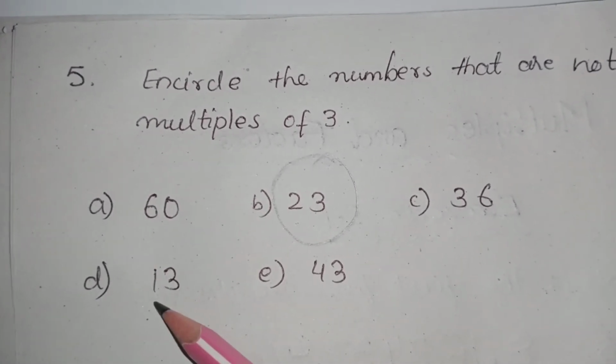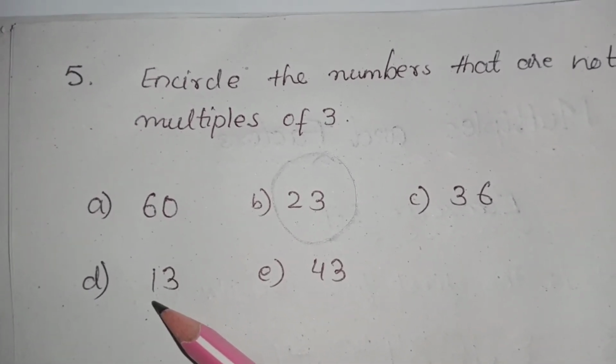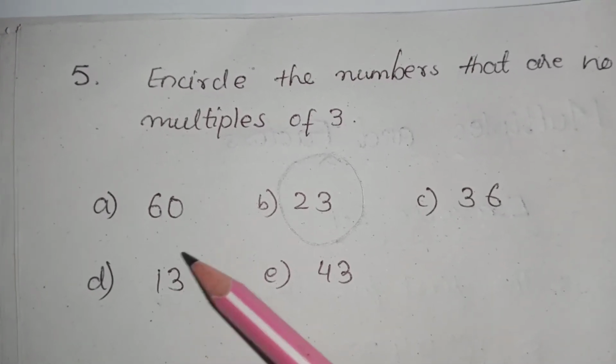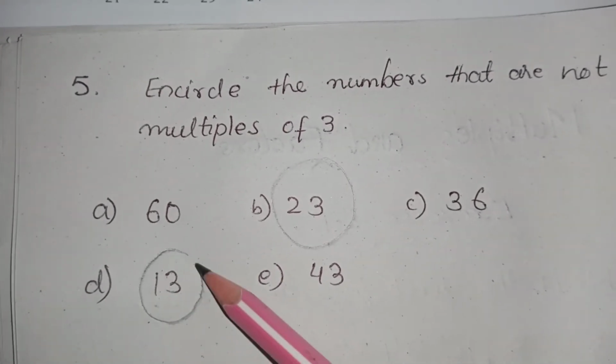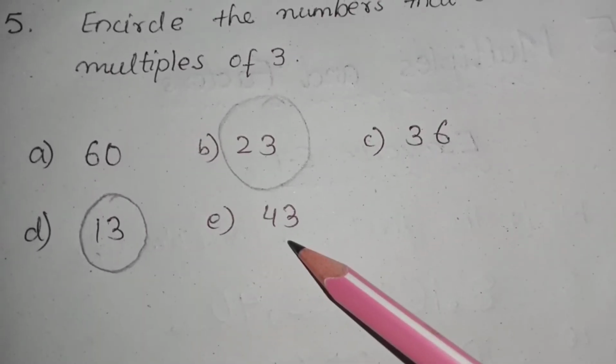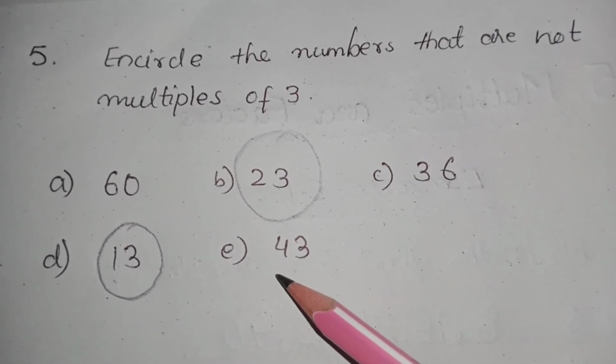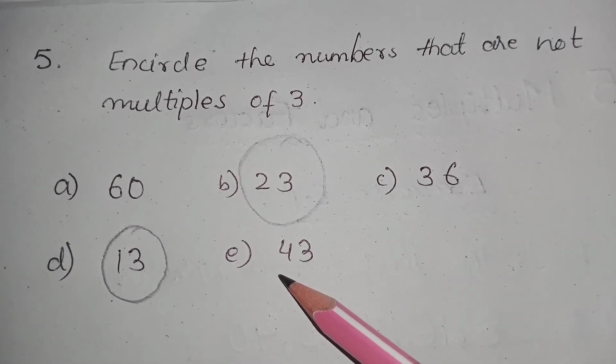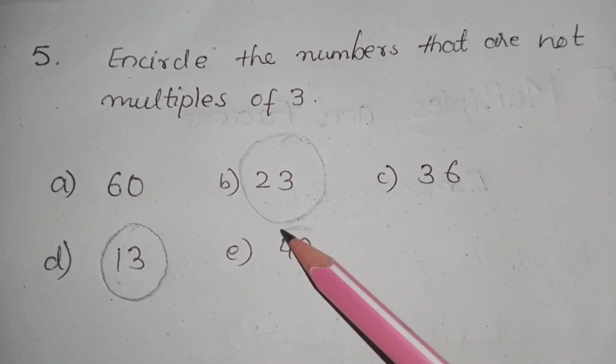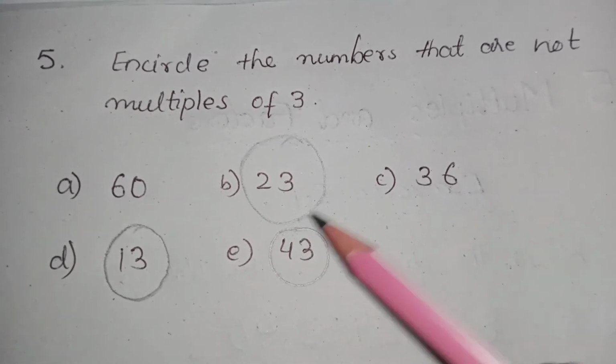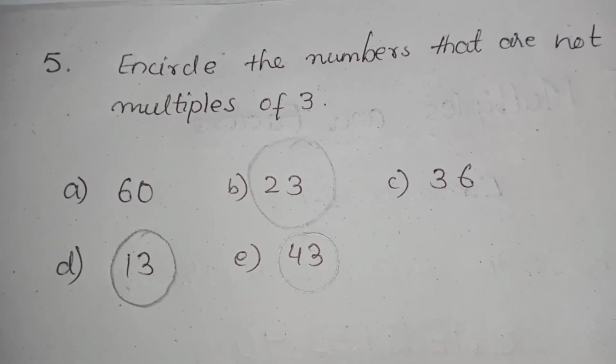D, okay, 13. 13 does not come in the table of 3. So we will circle this. Now this 43, is it a multiple of 3? No, this is also not a multiple of 3. So what we will do? We will circle this also. This question was to circle those numbers which are not multiples of 3.